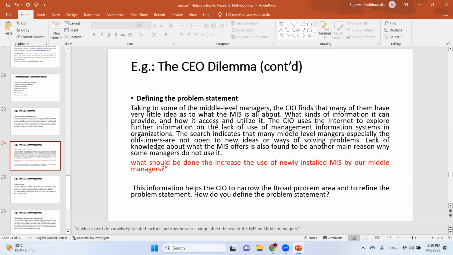I will finish this by 3 o'clock. Develop or define your problem statement by using proper language or a proper mechanism, as in slide number 24, and identify your research problem.